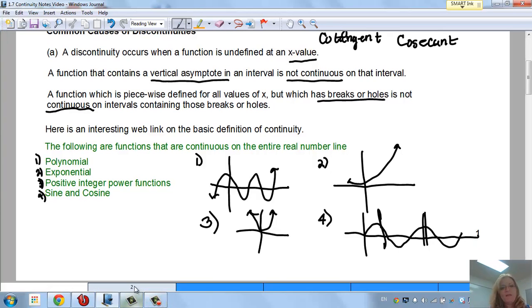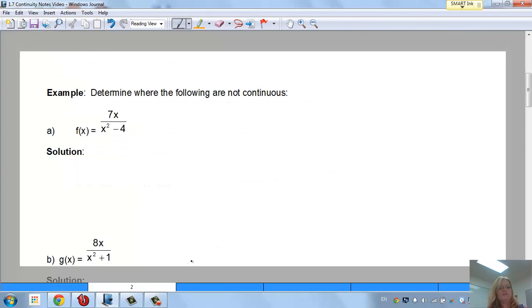All right? Now let's practice how we do this. Now I've graphed some of these, so you can graph and look at them too, but I'm going to go in between my calculator and this. So we want to determine where this is not continuous, or discontinuous, if you will.